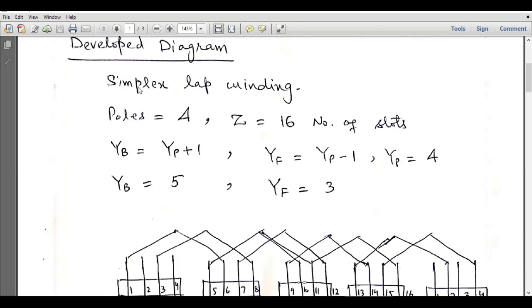And we have discussed a simplex lap winding in which four poles are considered. Number of conductors are equal to 16 and the number of slots are also equal to 16. So it means we are performing single layer winding. Back pitch is equal to pole pitch plus 1 and front pitch is always assumed as pole pitch minus 1. So in our case, pole pitch is equal to 4 because 16 by 4 is equal to 4. So the back pitch will be equal to 5 and front pitch will be equal to 3.